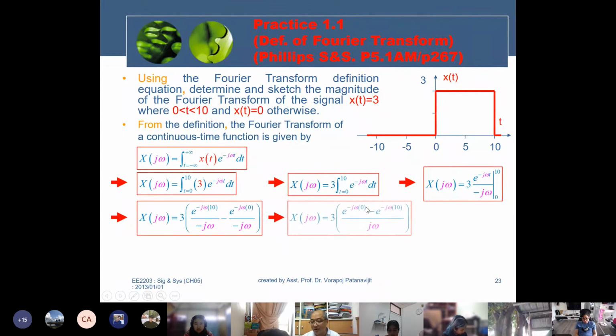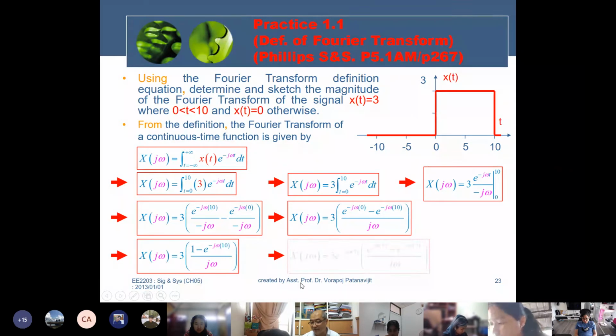When you substitute 0, anything to the power 0 gives you 1. You organize the equation and bring it here. If you can answer this, it is okay. You get maybe 80 or 90%.